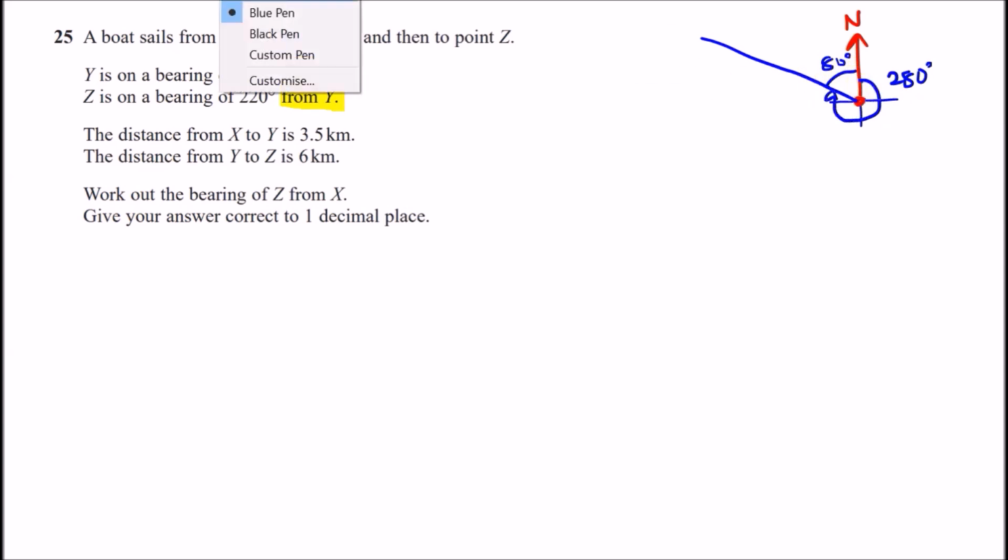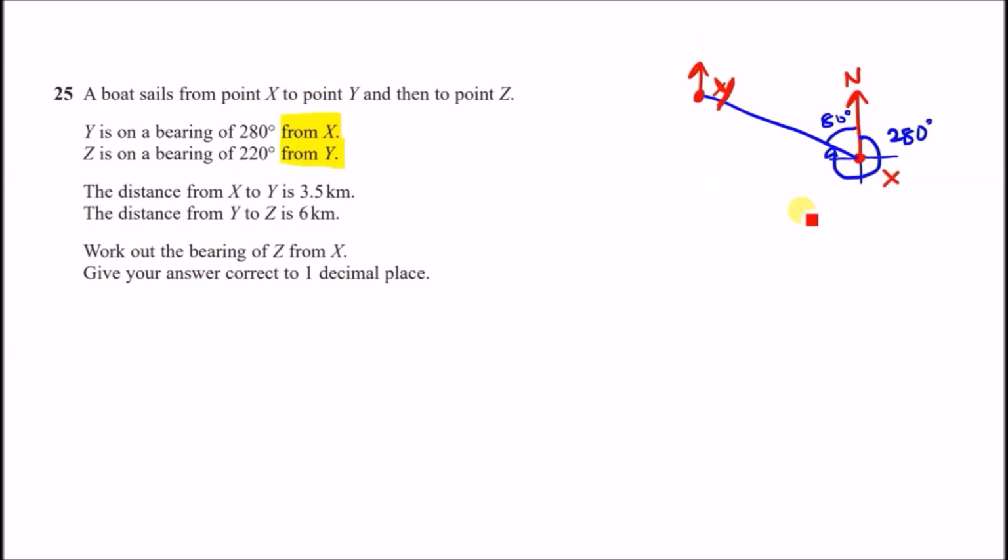So now this point here, we're now at Y, yeah? So this is Y. So let me label this X. This is Y, and here's our north line here. Let me just put the arrow up.